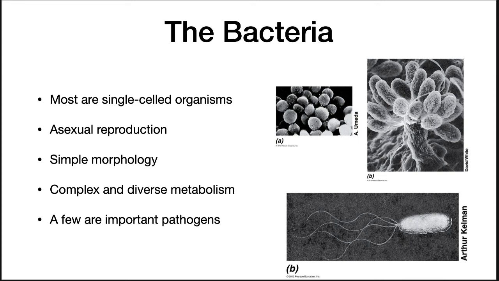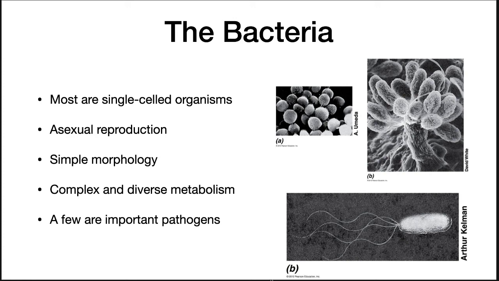What makes up these microorganisms? They can be split into 3 groups: bacteria, archaea, and eukarya. Bacteria are mostly single-celled organisms. They grow by asexual reproduction. They have a simple morphology compared to eukaryotes. They have complex and diverse metabolism, and a few are important pathogens.